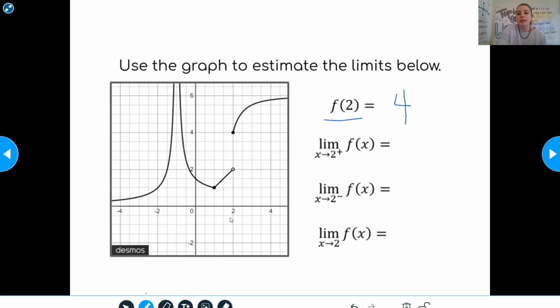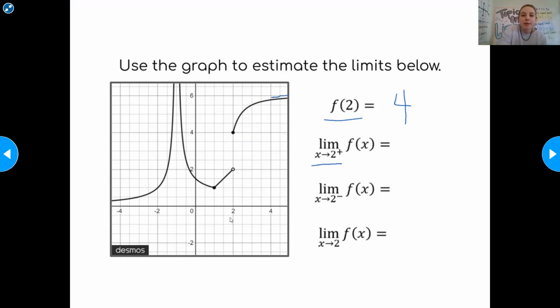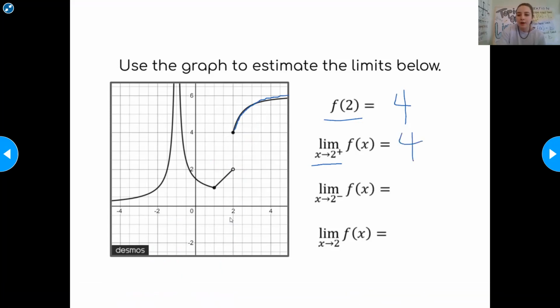Let's move to the limit as x approaches 2 from the right. Remember, that means we're coming from the positive infinity direction and going towards positive 2. So I'm up here on my function. I'm getting closer and closer to x equals 2. And what am I approaching? What y value am I approaching? Well, it looks like I'm also approaching 4.